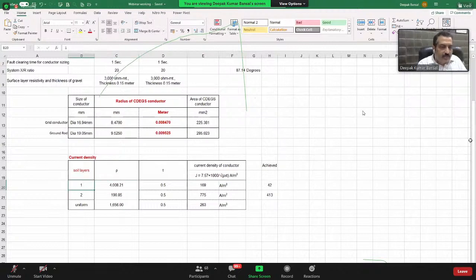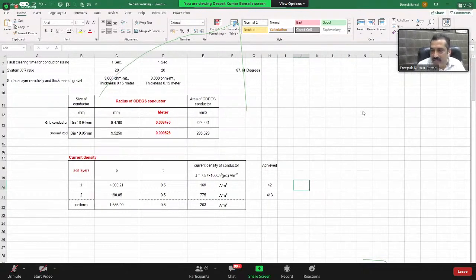I have taken a two layer soil model. The first layer is 4000 ohms, the second layer is 190 ohms. So rho here is 2, and the third one is a uniform model, which I'm going to show you later on. If we calculate the current density as per the IS, then it is coming around 169 ampere per square meter in the area where we have high resistivity of soil, and 775 ohm meter in the area where we have low resistivity of soil. This you cannot calculate or analyze and foresee if you're doing Excel-based calculations.